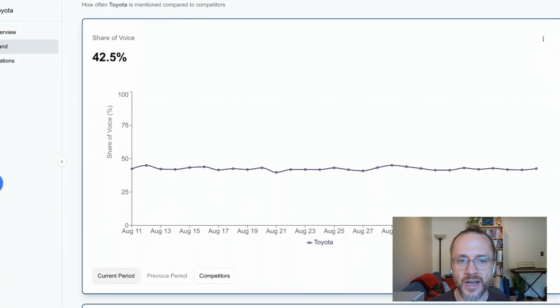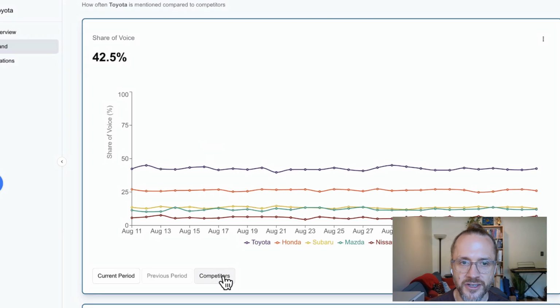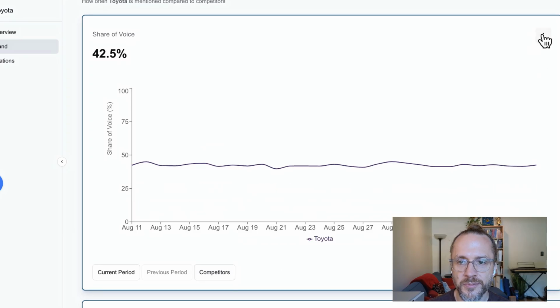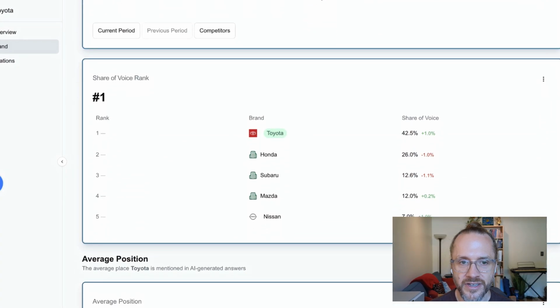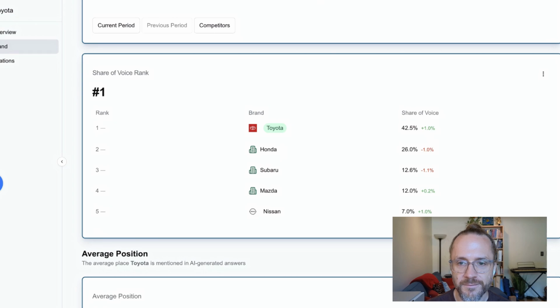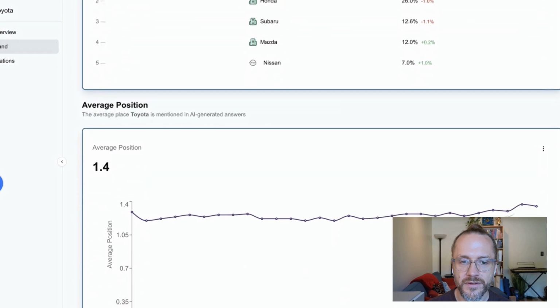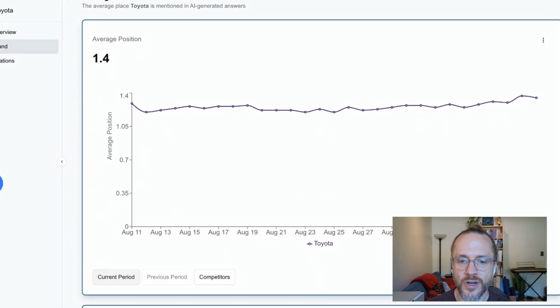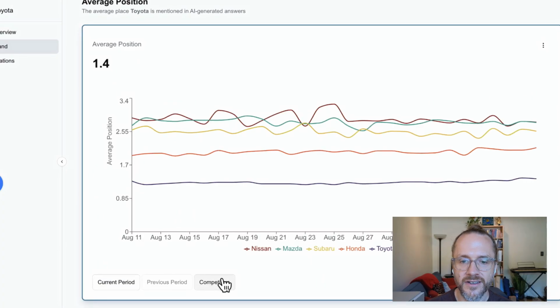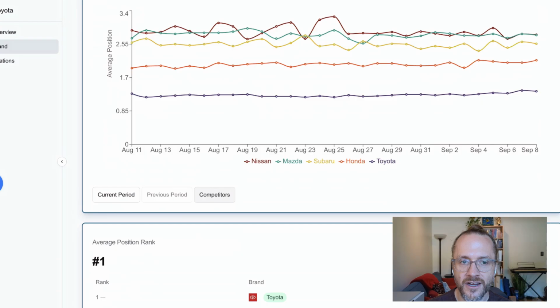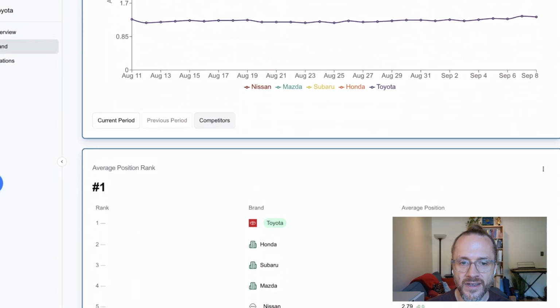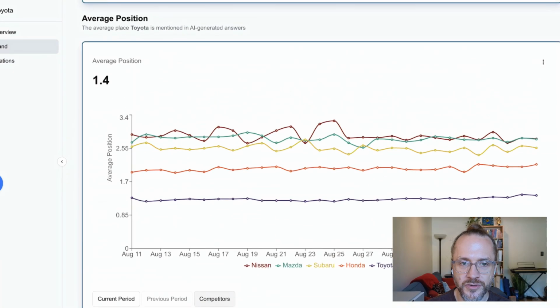I can also look, separate from the visibility score, at my share of voice score and see that over time relative to the competition as well. All these can be exported, by the way, as a PNG so that I can drop them into a larger presentation. And here's my share of voice rank. Can look at average position as well, add competitors to that. So I get a sense for where we're ranking also from that perspective. And then how we stack up against that as well in terms of that average position rank.